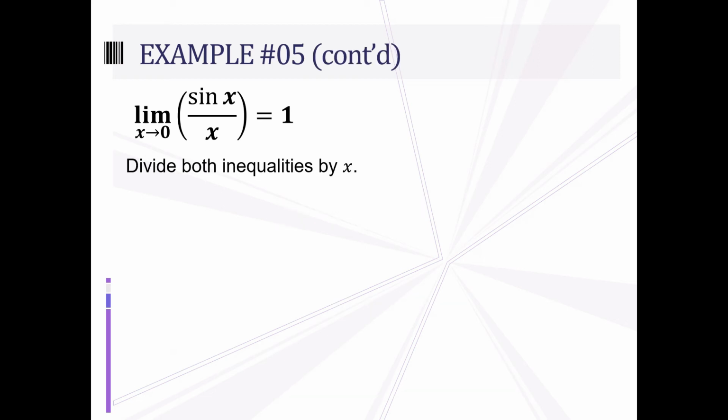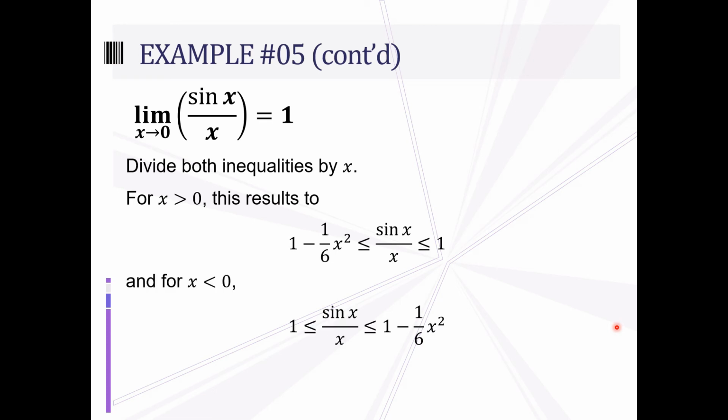If we divide both inequalities by x, so for x greater than 0, this results to sine x over x is greater than or equal to 1 minus 1 over 6x squared, but less than or equal to 1. And for x less than 0, we have sine x over x is greater than or equal to 1, but less than or equal to 1 minus 1 over 6x squared. So, kamukha na niya yung ating function. Okay? Kamukha na niya. Sin x over x na siya.